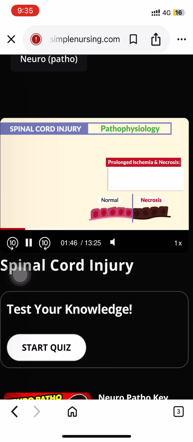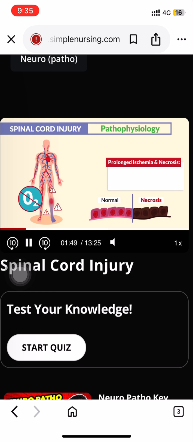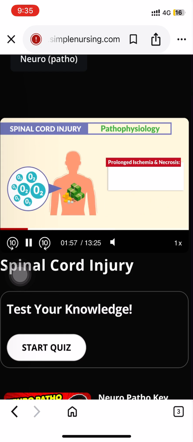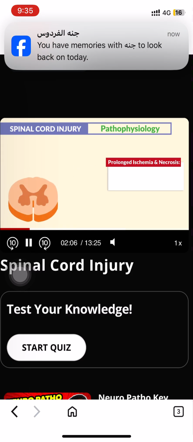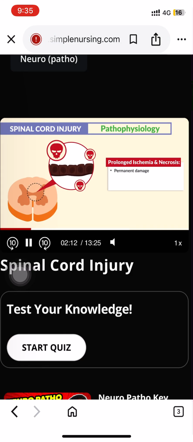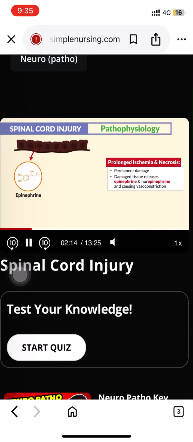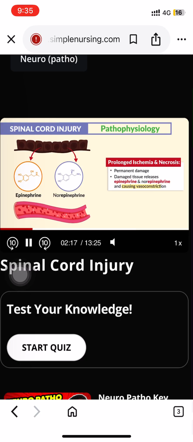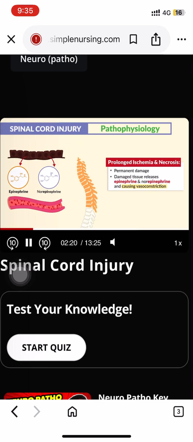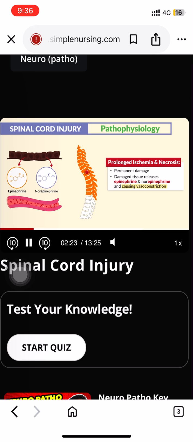Now, for prolonged ischemia and necrosis, ischemia is that lack of oxygen or perfusion to the tissues, resulting in tissue death, that necrosis. So remember, oxygen is the money of the body. We say no money, no honey. So no oxygen, no life. The body goes broke and dies. So naturally, with tissue death in the spinal cord, we see permanent damage as the tissues die. And also damaged tissues release epinephrine and norepinephrine, and also causing vasoconstriction, which dominoes into an interesting complication called autonomic dysreflexia, which we cover at the end of this video.